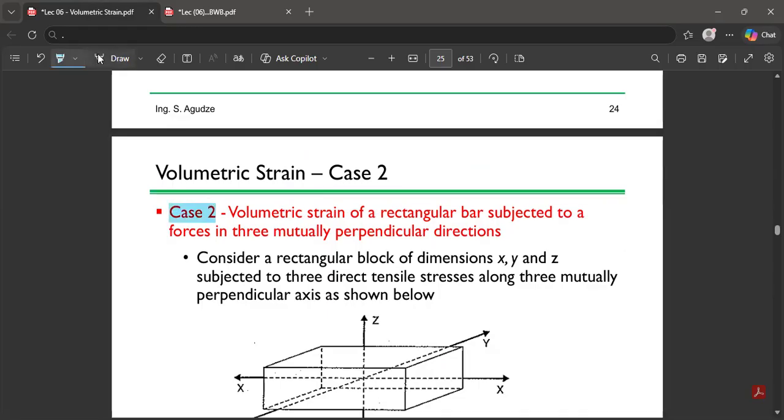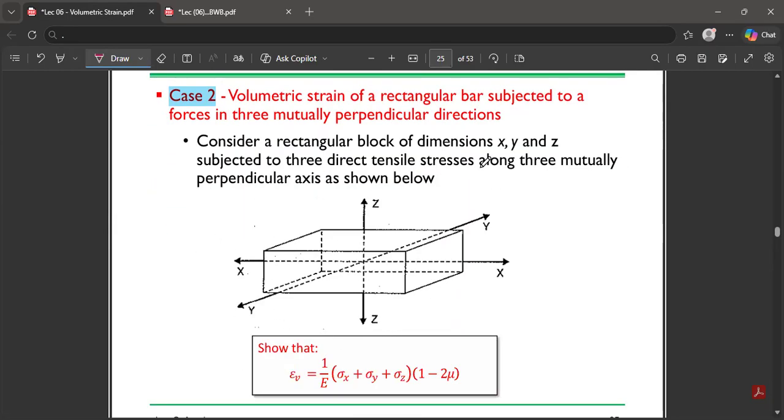Case 2 is actually talking about the volumetric strain of a rectangular bar subjected to forces in three mutually perpendicular directions. So at the end of the day, the formula that we can use to get our volumetric strain is this: 1 over the modulus of elasticity, multiplying the stress at x plus stress at y plus stress at z, in brackets, still multiplying 1 minus 2 times the Poisson ratio.